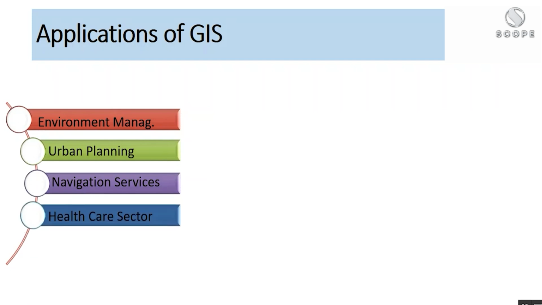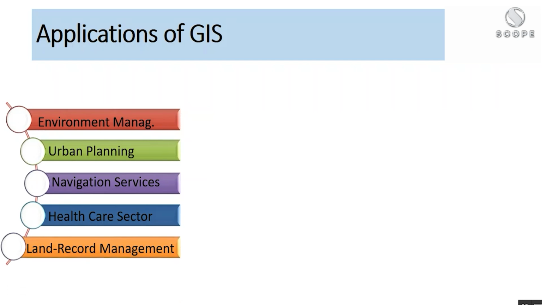Healthcare sector: even in the COVID-19 period, we saw how helpful GIS was to map the hotspot areas of COVID-19. And land record management: in India, every state has its own land record web GIS portal so that they can manage land records using that portal.